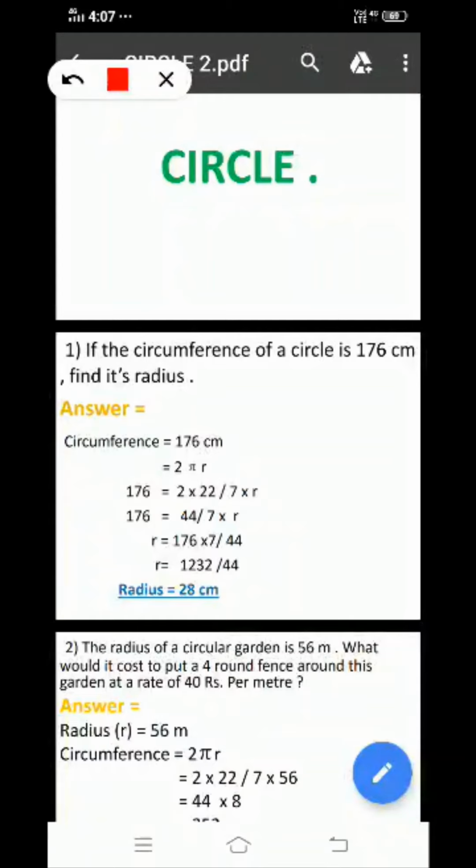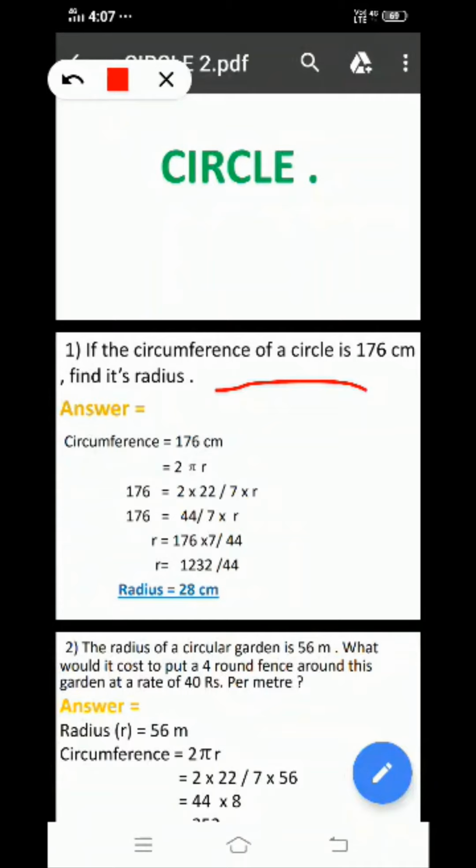Okay, welcome students. In my previous video, I explained the concept of radius, diameter, and circumference, and how to find them. But now in this video, I will explain the word problems which are based on radius, circumference, and diameter. Okay. Now see, the first question is: if the circumference of a circle is 176 centimeter, find its radius.